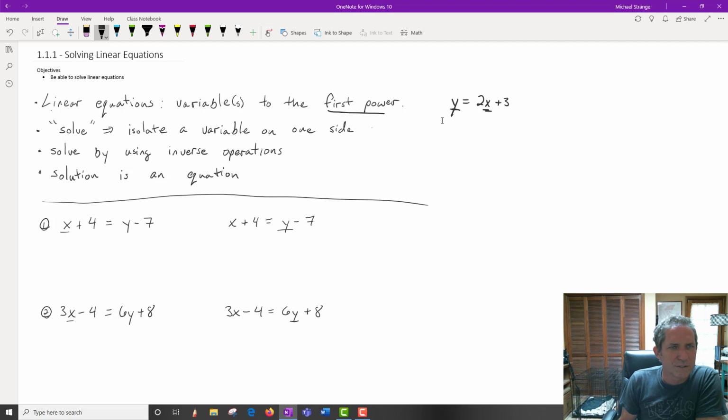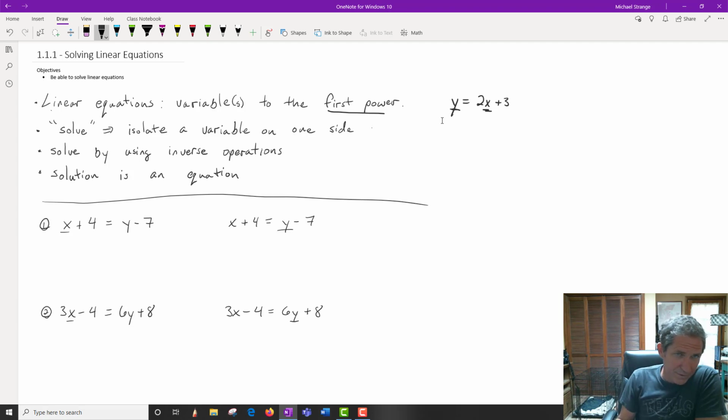Then we have to talk about what it means to actually solve. When we say solve an equation, it means we're going to get a variable on one side. It doesn't mean that we're actually going to get a number. So this equation here is solved for y because y is by itself. That again is just solving the equation.